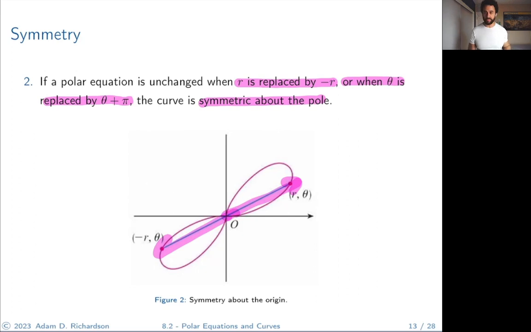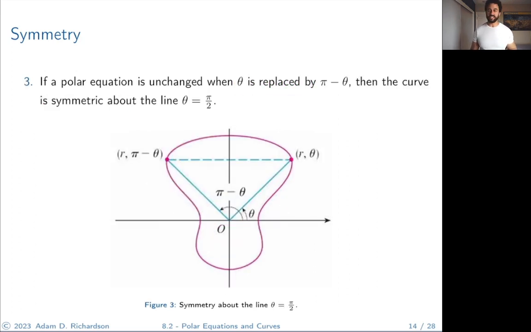All right, and then one more. If your polar equation is unchanged when you replace theta by pi minus theta, then the curve is symmetric about the line theta equals pi over 2, which is the vertical line right down the middle, the y-axis. So this is the line theta equals pi over 2. And so if you replace your angle with pi minus theta, then you're symmetric about this line. And those are all three of the symmetry properties for the polar coordinate system.